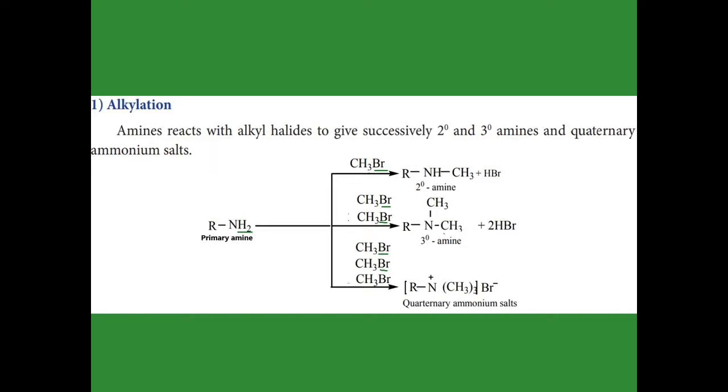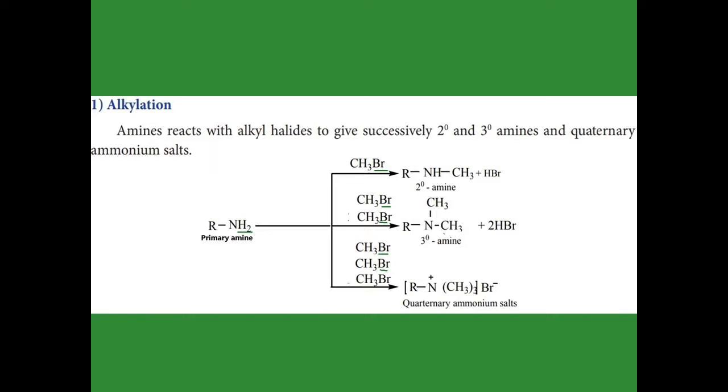And suppose the primary amine reacts with 2 moles of methyl bromide, we remove 2 hydrogens and 2 hydrogens. Instead of the hydrogens, if we add 2 methyl groups, that product is a 3-degree amine. How is it 3-degree? Around the nitrogen we have 3 alkyl groups, so it is a 3-degree amine. Suppose the primary amine reacts with 3 moles of methyl bromide, we get quaternary ammonium salt.